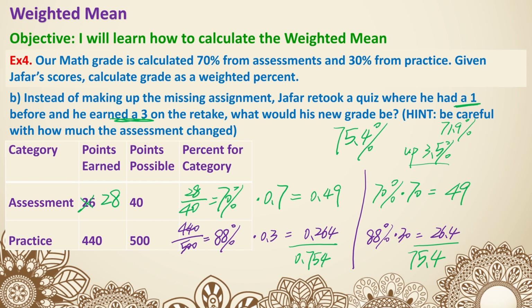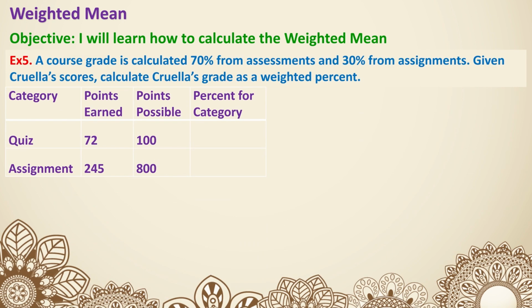Now we're going to practice a bit more about weighted mean. I'm going to go a bit faster. Same thing. 72 out of 100. That is 0.72. And then is 245 out of 800. And that is going to be 25%. Is it? Yes, 25%, I think.